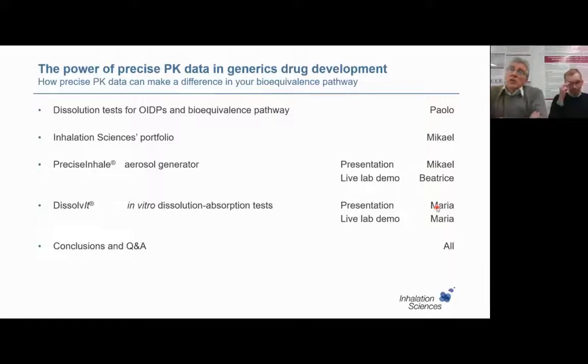So here is the agenda for today. After a short introduction on the dissolution test and bioequivalence pathway, Mikael will present the portfolio, what we can offer in terms of products and services, and then we'll present the PreciseInhale aerosol generator, which has some unique features, and Beatrice will show you live in the lab. Then we'll go on with the Solvit, which is really the key instrument in the dissolution absorption test, which is, we will see, an important part of pharmacokinetic testing for generic drug development. And then in the end, we'll have a Q&A session.